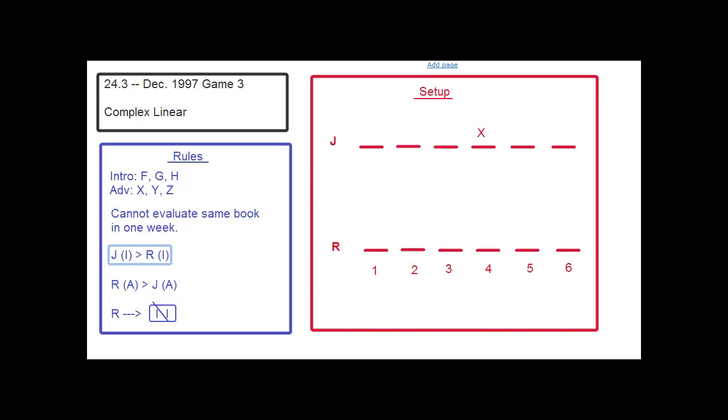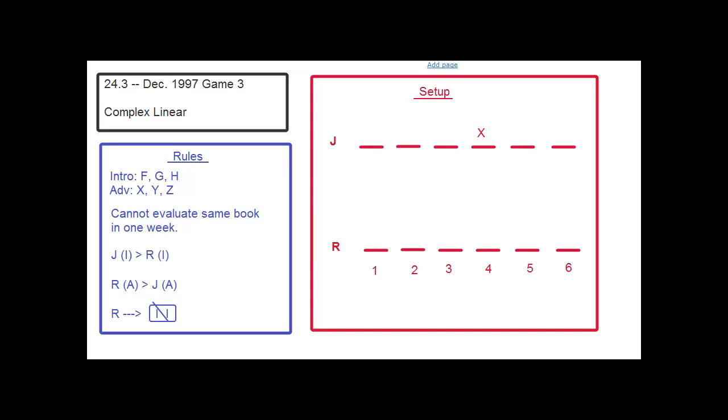Okay, and then the opposite is true for the advanced textbooks. So for any particular advanced textbook, it would have to be reviewed by Rosenberg before it's reviewed by Juarez. All right. The next rule says that Rosenberg cannot evaluate 2 introductory textbooks in a row. So this is a non-consecutive rule, which we see a lot in the logic games, saying that these 2 particular kinds of things, in this case, introductory textbooks, cannot be consecutive. But this rule only applies to Rosenberg. It doesn't apply to Juarez.